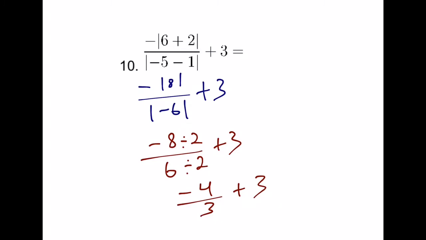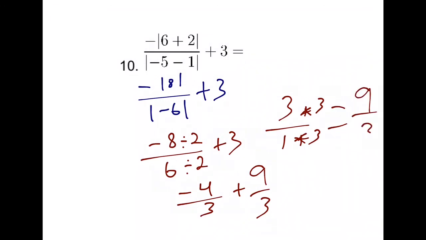And if I want to add 3 to this, I need to convert 3 into thirds. So I'm going to multiply this, and it turns into 9 over 3, because 3 over 1, tripled, becomes 9 over 3. If I want to add fractions, I need the same denominator. So this simplifies to 5 over 3.